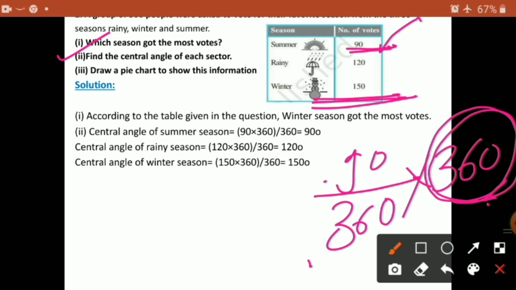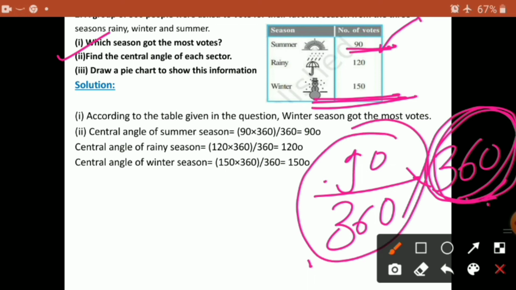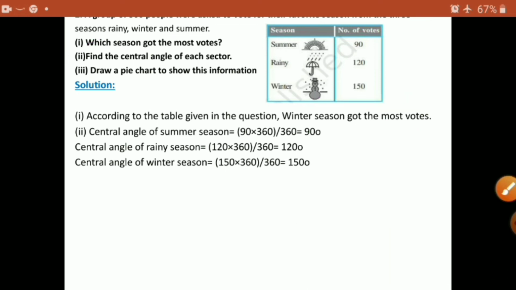Why do we multiply by 360 here? Since the measure of the central angle is 360. So whenever we want to calculate the central angle, just multiply that fraction by 360. Okay students? Understood? Okay. Now the central angle of the rainy season.